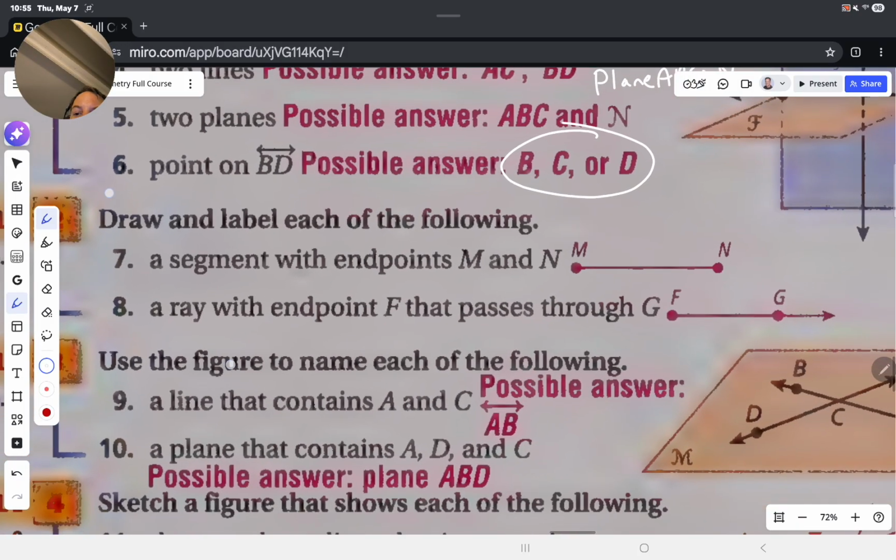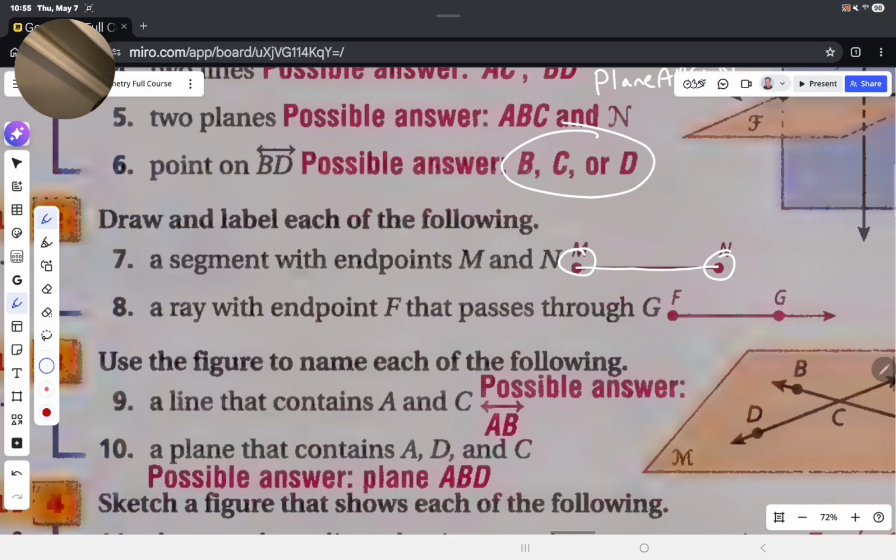Draw and label each of the following. A segment with endpoints M and N. So let's remember with our segments, we have 2 dots. One here we have labeled M, and the other labeled N. So we can draw a dot, label it M, another dot to the right, label it N, and then connect them with a straight line. No arrows on our line segments.